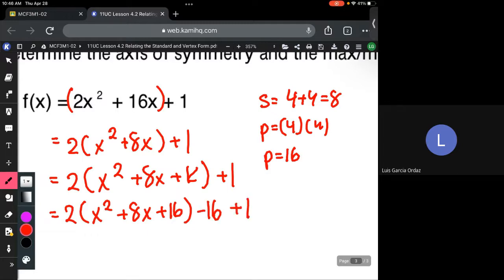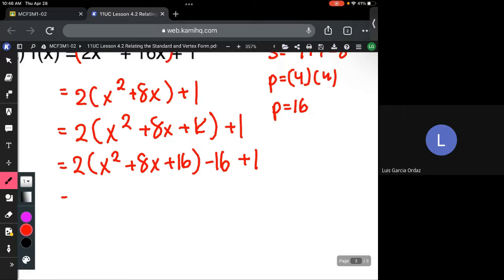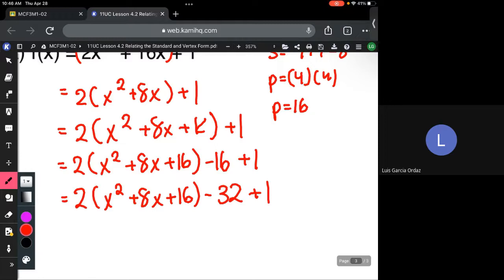Because we factored out the 2, I have to multiply that negative 16 by 2. So I'm left with 2 times x squared plus 8x plus 16 minus 32 plus 1. And now I can complete the square on the inside. So remember, both of my factors were 4. So I can write it as 2 times x plus 4 squared. And then negative 32 plus 1 is minus 31.